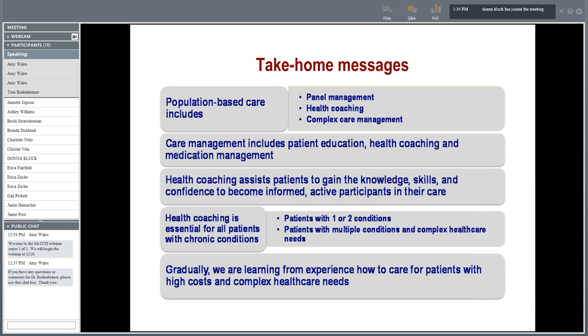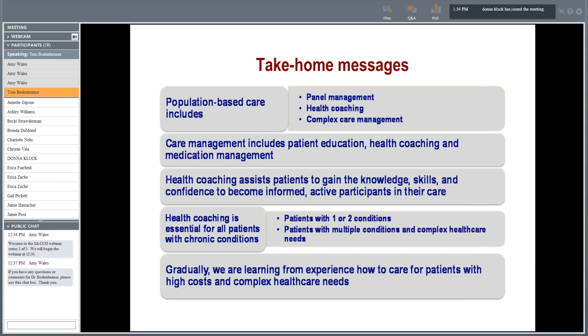Care management includes patient education, but also health coaching and medication management. Health coaching assists people to gain the knowledge, skills, and confidence to become informed active participants in their care. And if they're not informed active participants, probably they're not going to do that well. Health coaching is essential for people both with one or two conditions and with multiple conditions and complex healthcare needs. And little by little, with a lot of people trying out complex care management around the country, we're learning from experience how to take care of patients with high cost and complex healthcare needs.